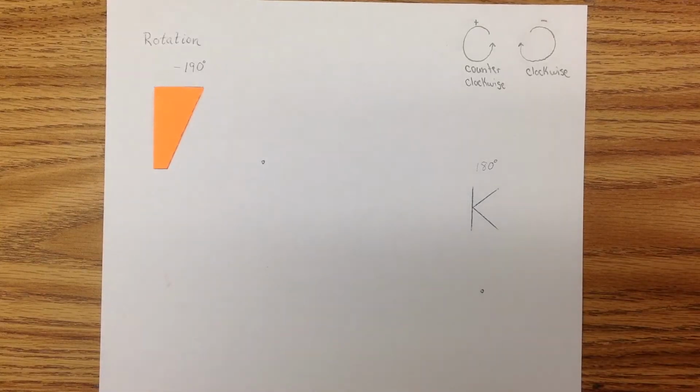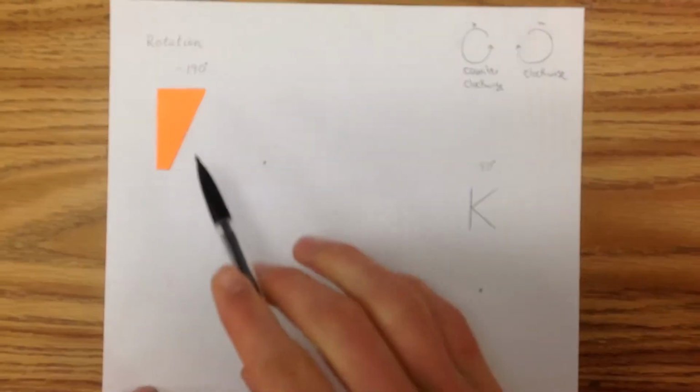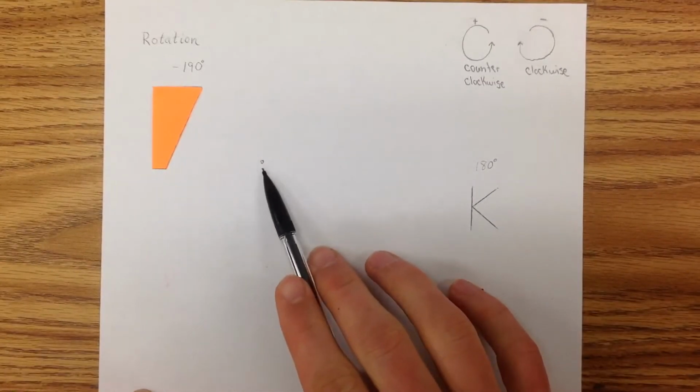Welcome back. So today we're going to be talking about rotational symmetry. So taking a shape and rotating it around a point.